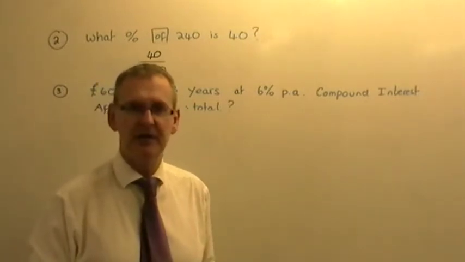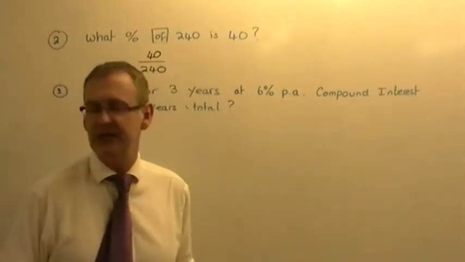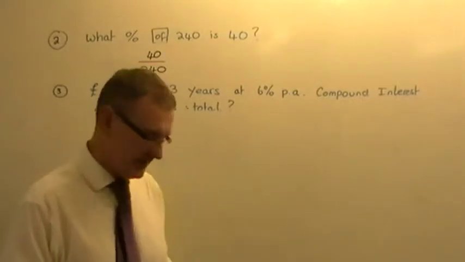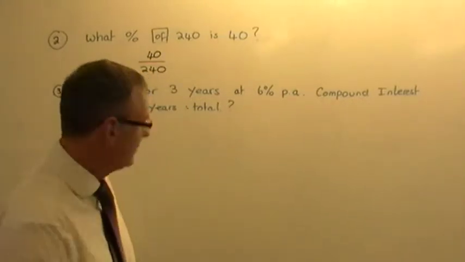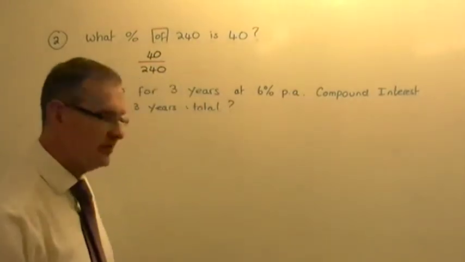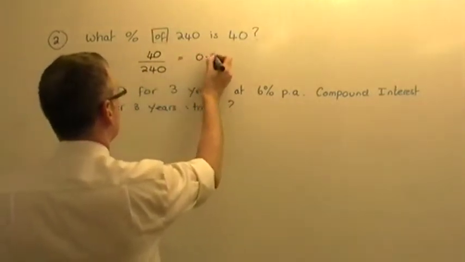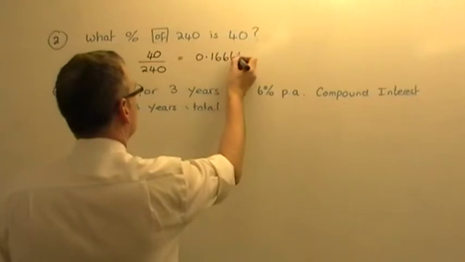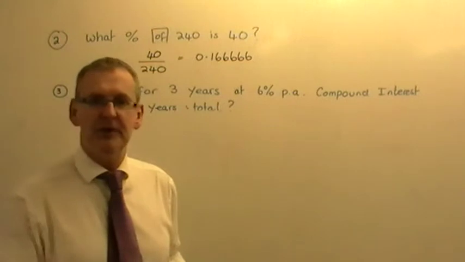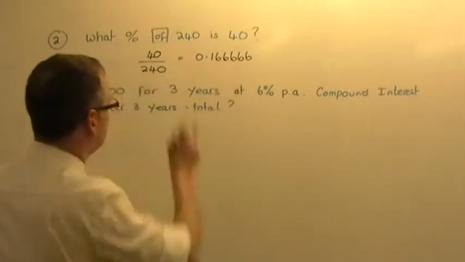Once you've got the fraction, there are many techniques to turn that fraction into a percentage answer. One way, on a calculator, is simply to take the 40, the top number, and divide it by 240, to turn it into the decimal which is equivalent to it. So if you do it this way, you will get 0.166666 recurring. Now that's not the percentage answer, that's a decimal answer. That's the decimal, the same as that fraction.